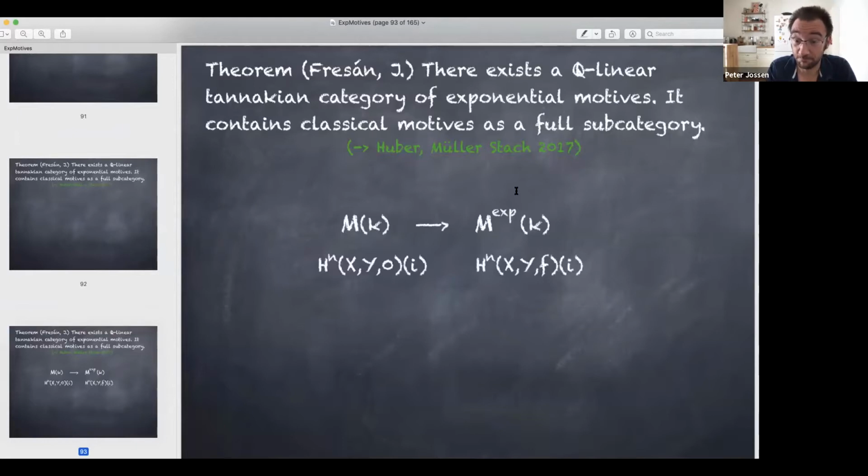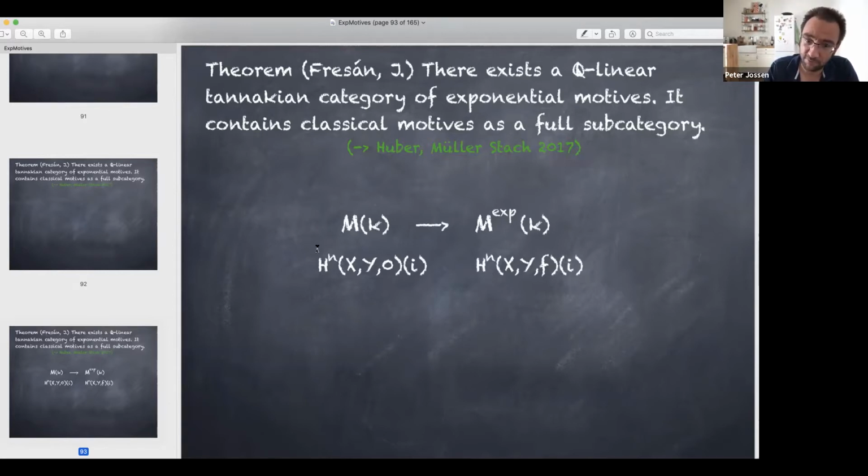So here's the situation. There is this category of exponential motives over K. It contains objects, among others, of the shape H^n(x, y, f) twist I. And inside this category of exponential motives, there is a subcategory spanned by those motives where the function f is 0, where the de Rham realization is the classical one, the singular realization is the classical one, and so forth. So you have this category and the subcategory.